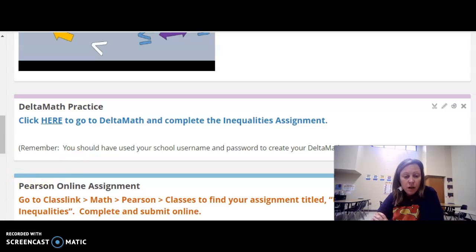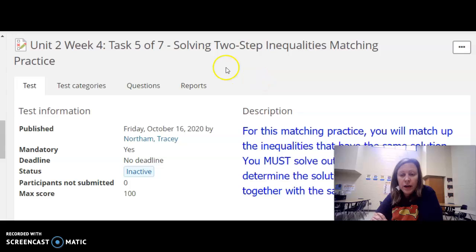All right. Moving along, then we have a matching activity. This is literally one question, but it will have several inequalities that you need to solve, and you are going to match the inequalities that have the same solution. Okay? So that is a little bit more practice on two-step inequalities.